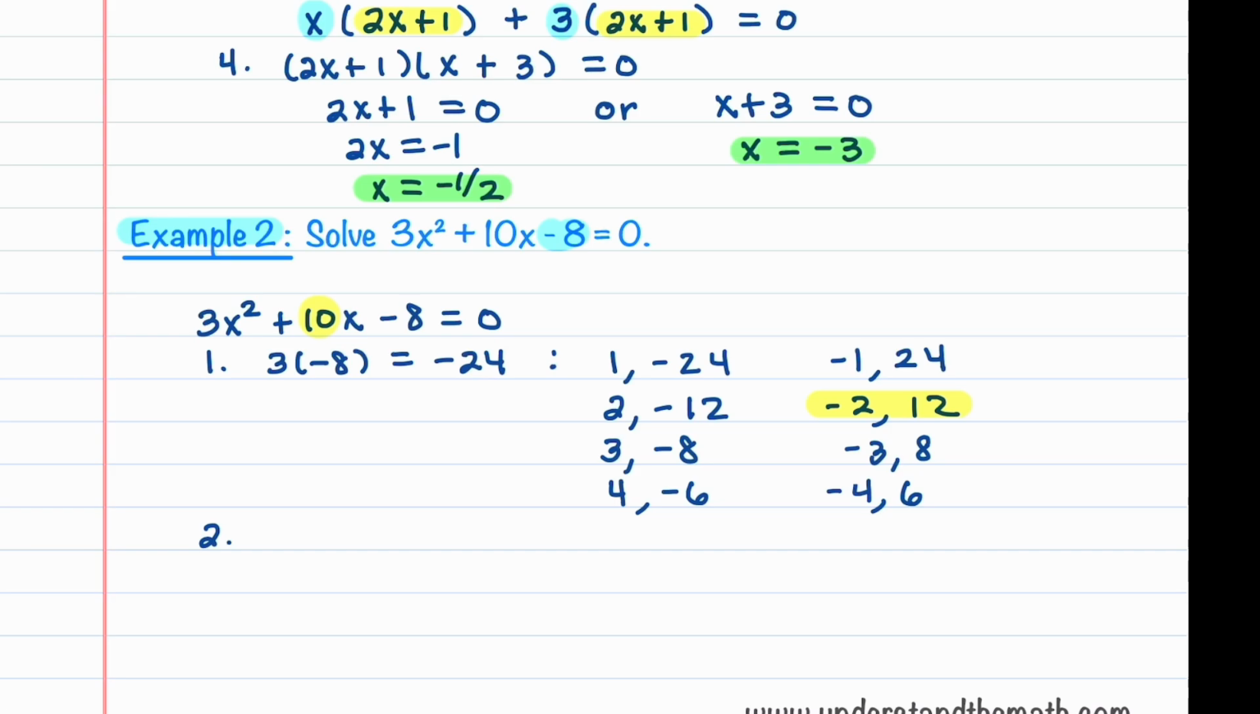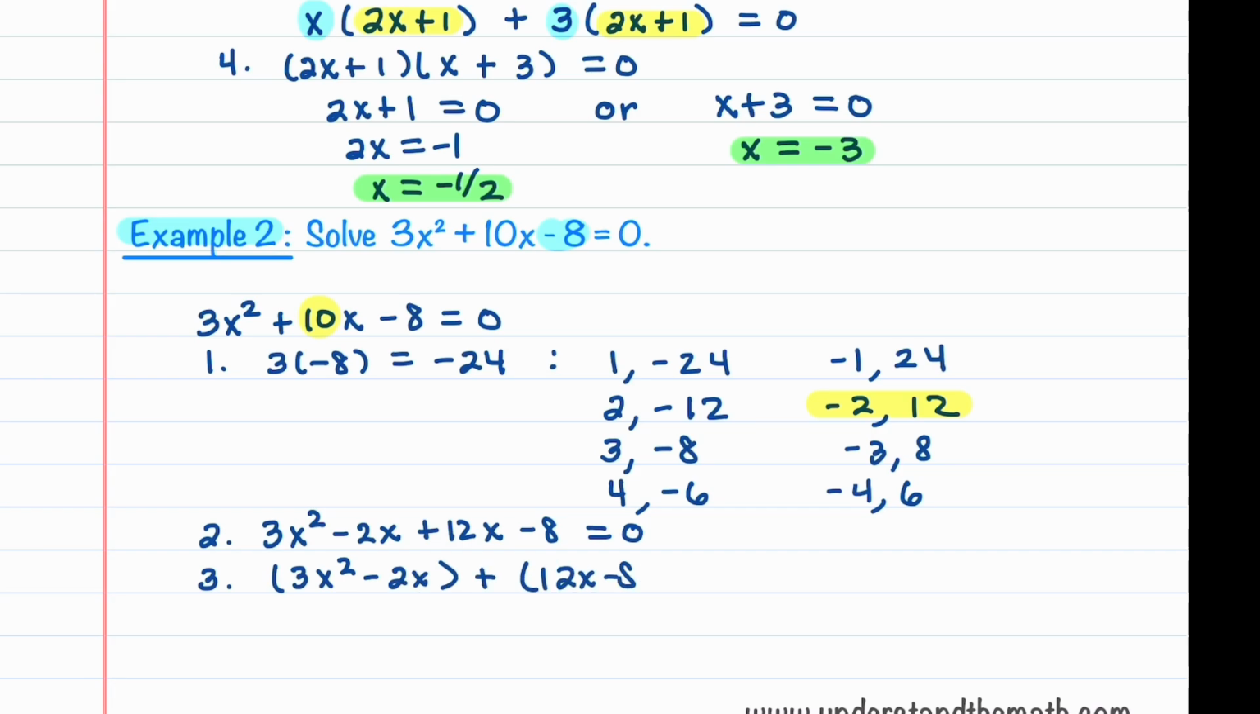We are going to rewrite our middle term as a minus 2x plus a 12x. This gives us 3x squared minus 2x plus 12x minus 8 is equal to 0. Now let's do our grouping. That's our third step. Once you get used to doing this, you don't even have to remember what step was what. Now we're going to put a parenthesis around our first two terms and then around our last two terms.